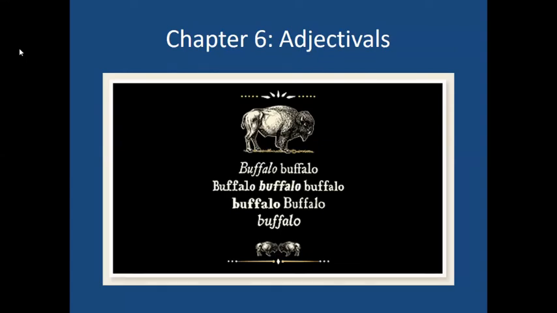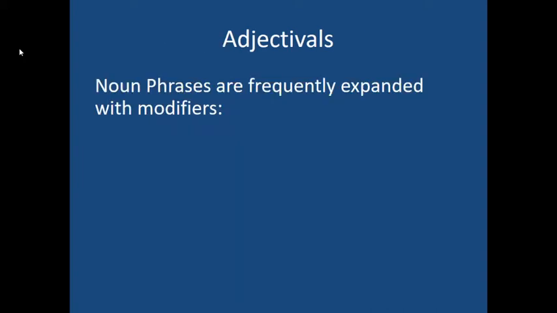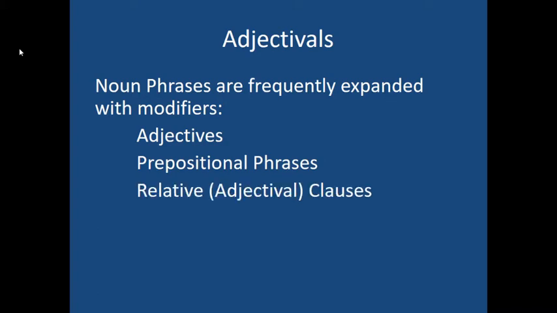Today we're going to take a look at participles and participial phrases. So we come back to our work on adjectivals in this unit, and we know that noun phrases can frequently be expanded by different modifiers. So we looked at adjectives, and we've seen them being modified by prep phrases, and also relative or adjectival clauses. Then we're also going to have the possibility of a participial phrase.